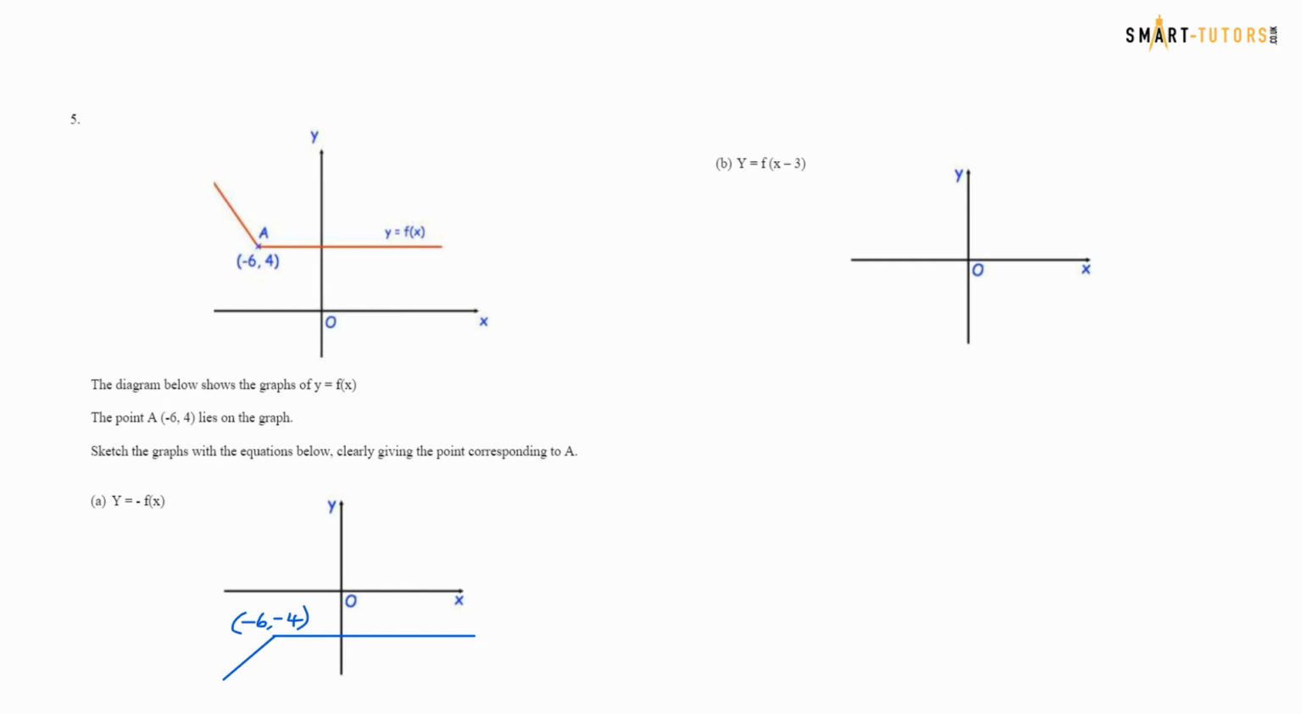Question number 5b, f of x minus 3. X minus 3 means the graph is shifted, the x coordinate plus 3. X coordinate plus 3 means minus 6 plus 3, which is minus 3. So the entire graph is going to be shifted by 3. So the graph is going to be like that.